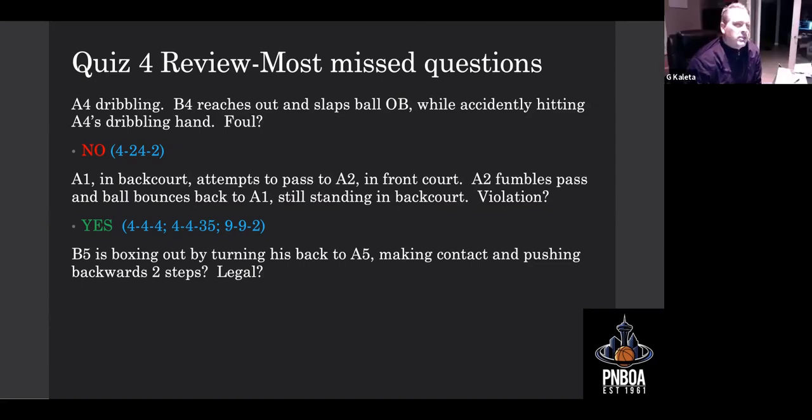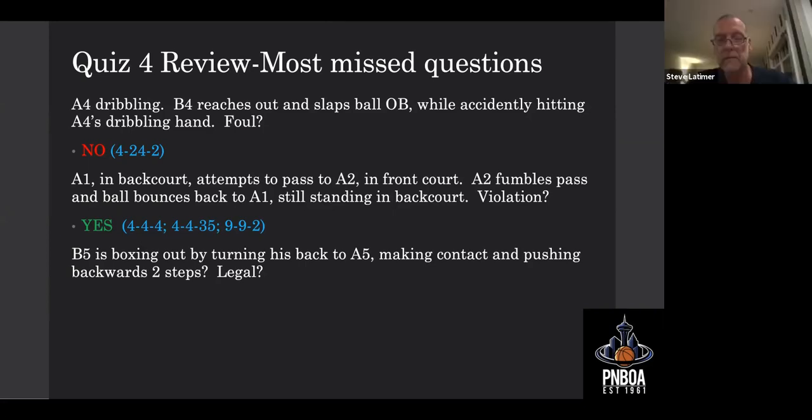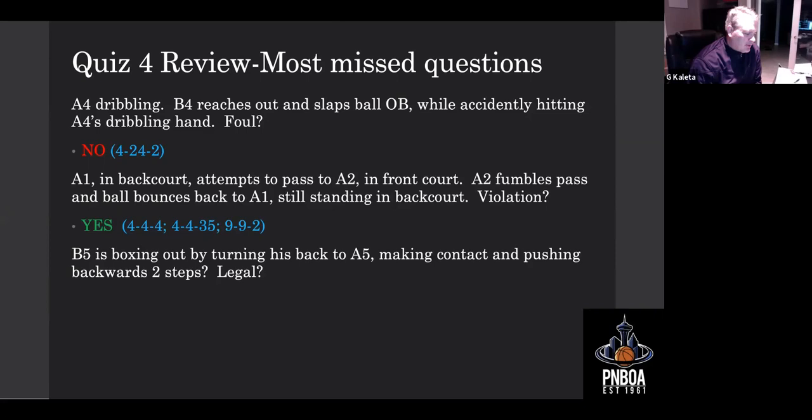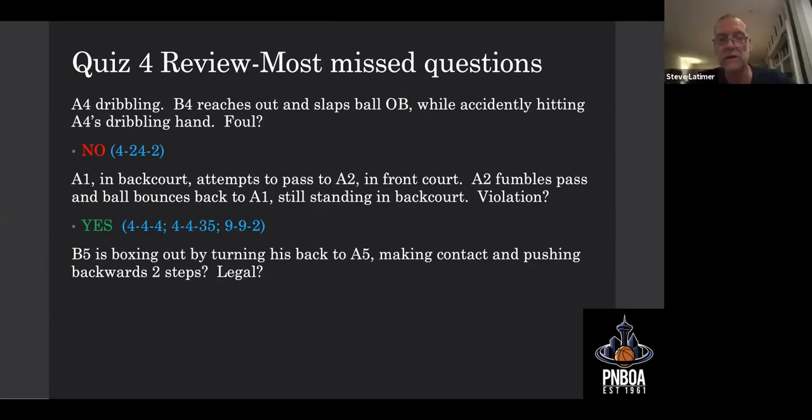So I'm in the backcourt. I'm just passing it over the center line. That's all. It's just a pass. It hits the referee in the back and then bounces back to me. I still have not crossed half court. Yep. That is by definition a violation. Yes, sir. Because he's a part of the basketball court. The ball got into the front court.